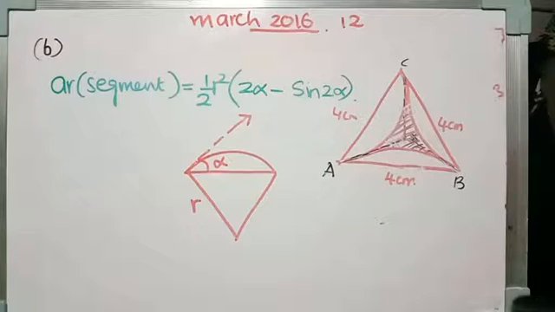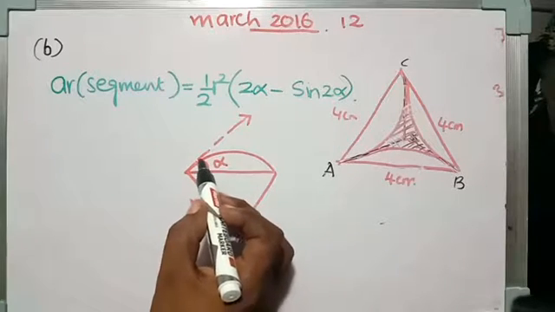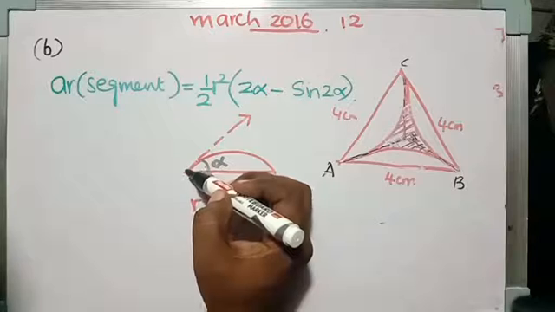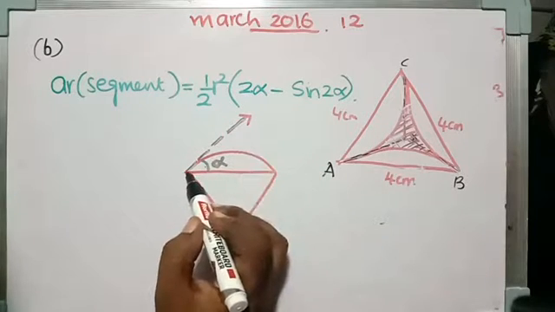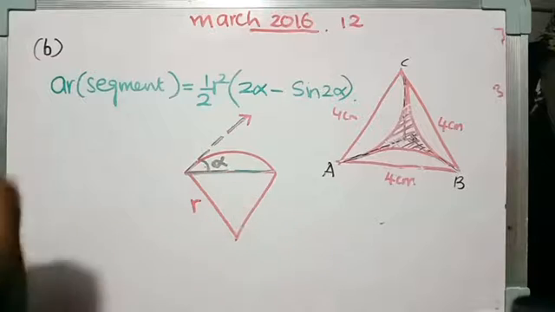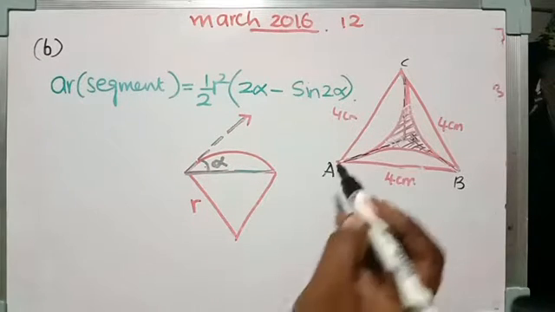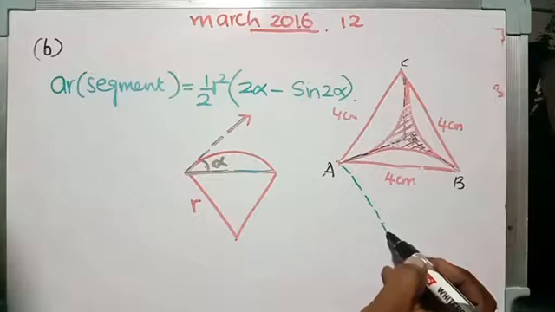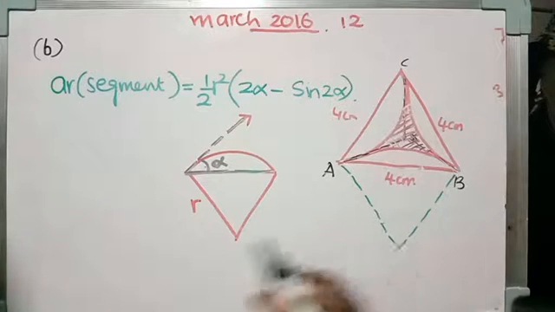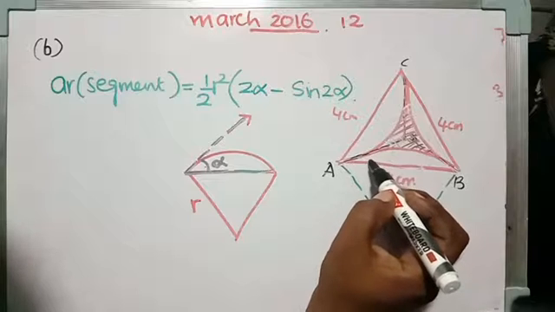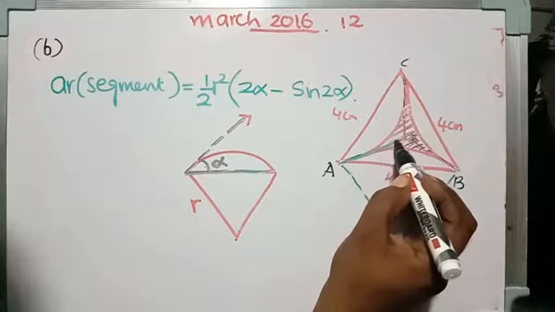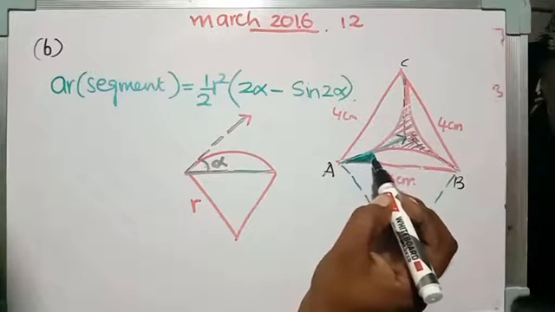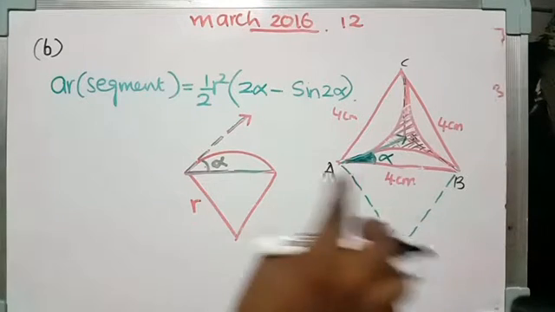So when we compare with our previous figure, alpha is the angle between the tangent and this chord. So let us make a small construction here. So here alpha is the angle between the tangent and this chord. So this angle is alpha. Just compare both the figures.